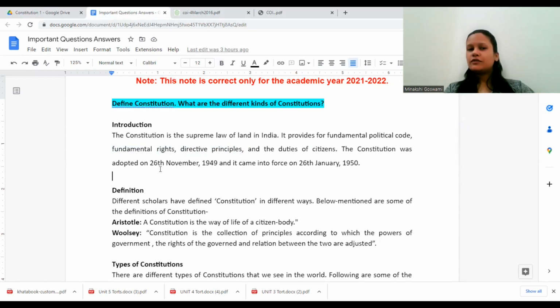So the Constitution was adopted on 26th of November 1946 and it came into force on 26th of January 1950. So this was the date when it was finalized that this is what is going to apply to us as a Constitution of India. But when those provisions became applicable, started to apply, is from 26th of January 1950. Okay, these are again two dates you can remember, important dates.